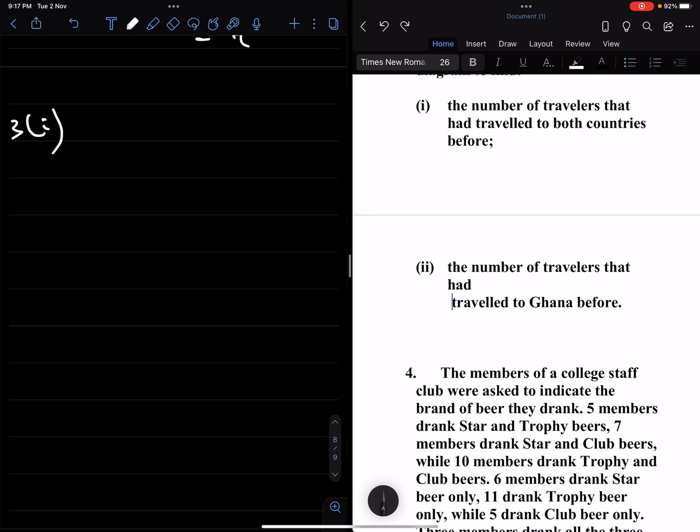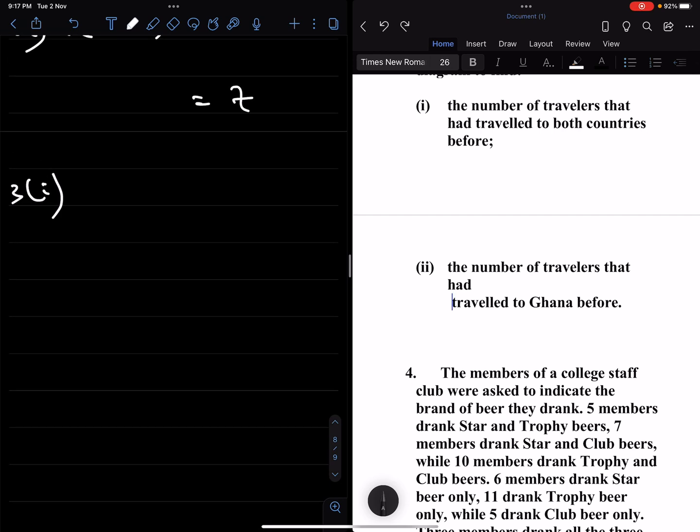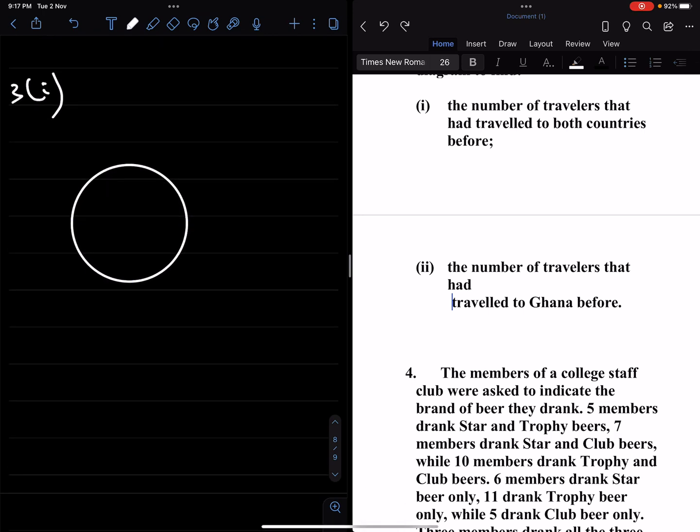Ghana before. Okay, so let's go. Let this circle represent the number of travelers who had traveled to Ghana before, and this one, I think I should just copy it.